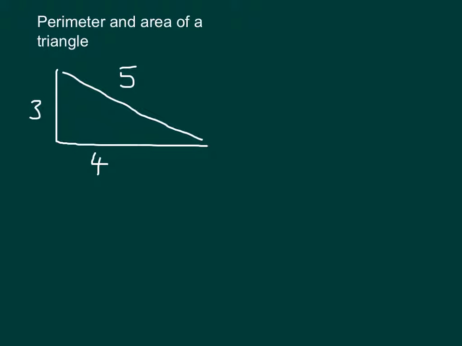In this lesson, we're going to look at finding the perimeter and area of a triangle. The perimeter is just the distance around the outside of a shape. So all you need to do is start somewhere on the shape, go around the shape, and add together the sum of the three sides.